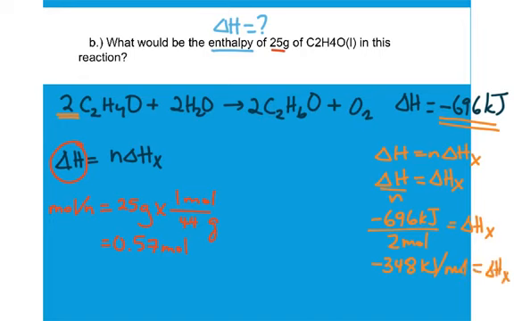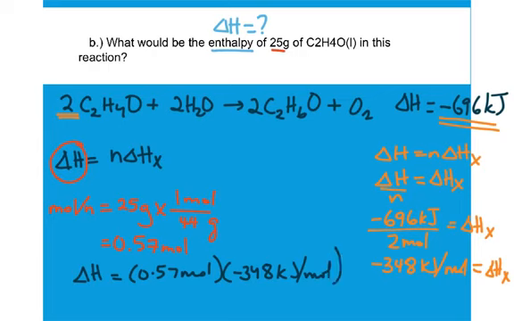So now we can put it all together. Delta H equals 0.57 moles times negative 348 kilojoules per mole. You'll notice that the moles will cancel here, leaving us with negative 2.0 times 10 to the 2 kilojoules, bringing it back to 2 significant digits.